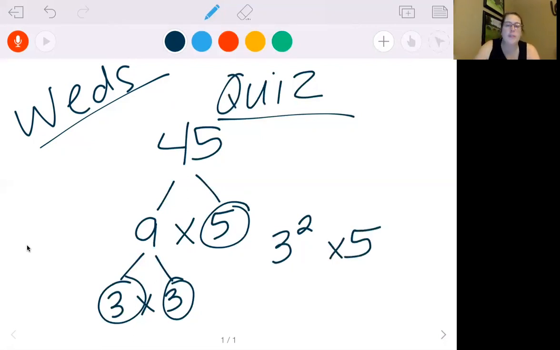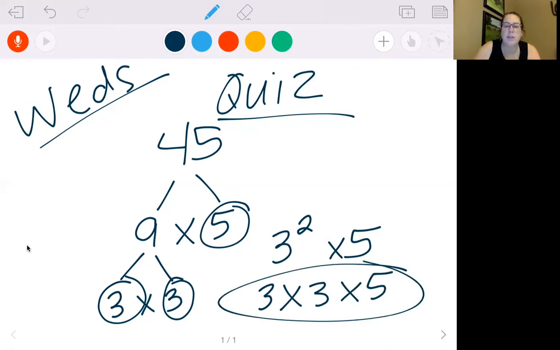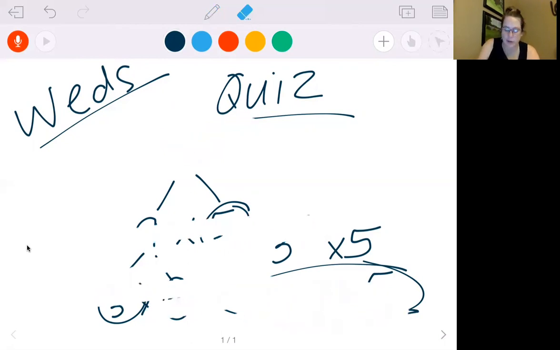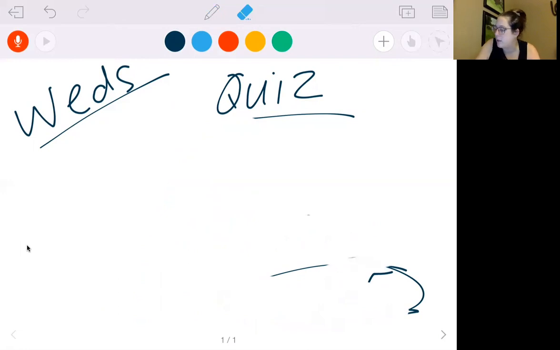I'm pretty sure that on your quiz, it's going to just ask you to do something like this. It doesn't give you the option for the exponents, but if it does give you the option, you go ahead and do it. But I'm pretty sure it's going to be like this. Okay, so let's do another one. Let's do 350. Let me show you if you get a big one like this.